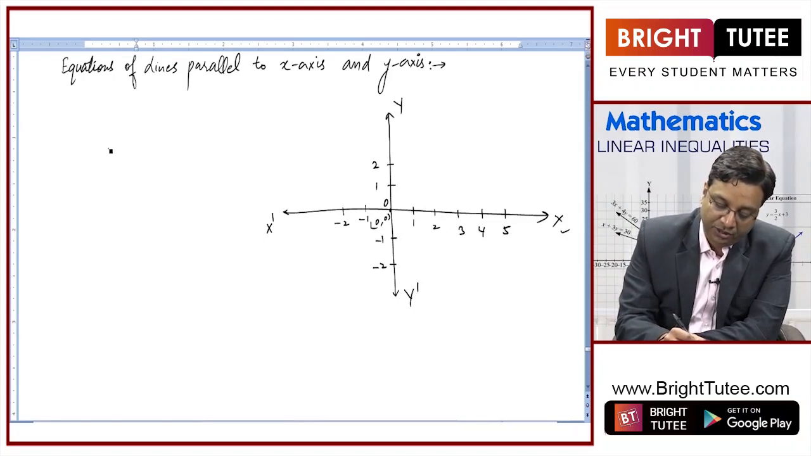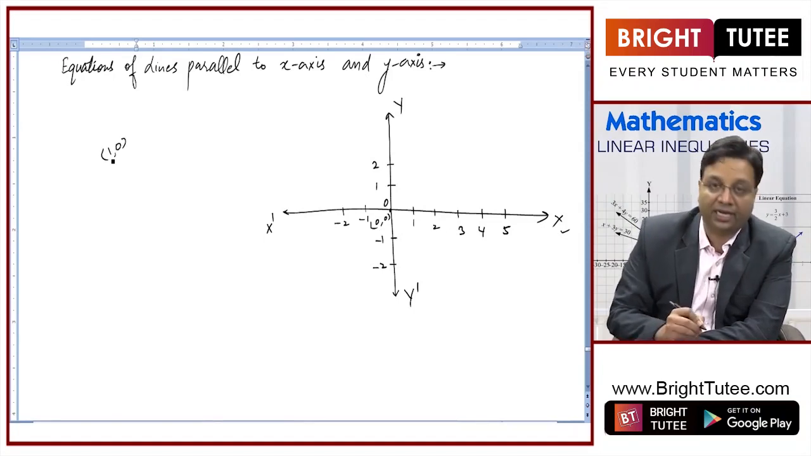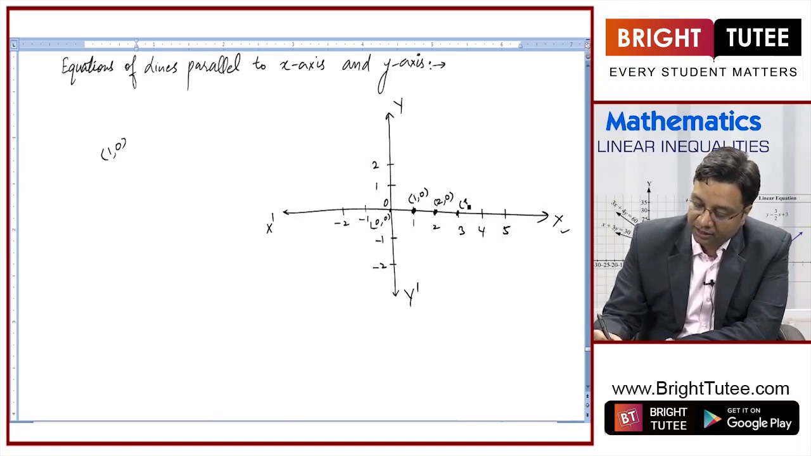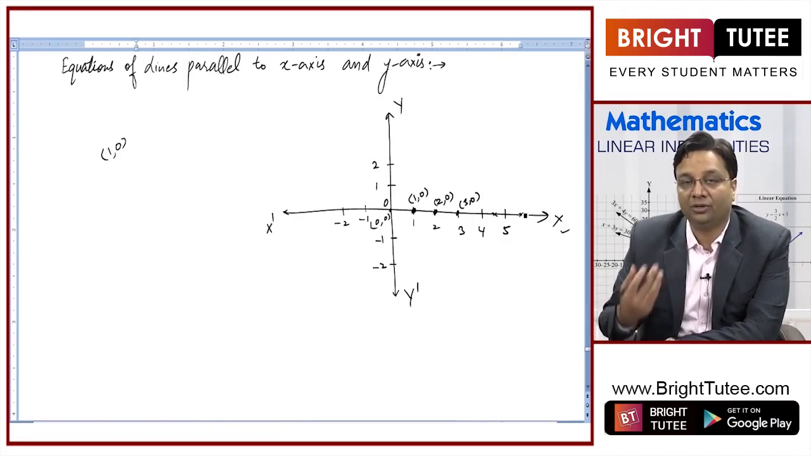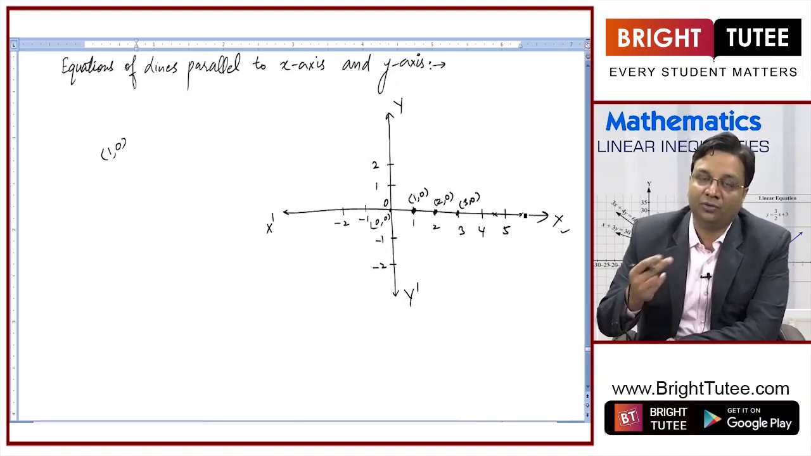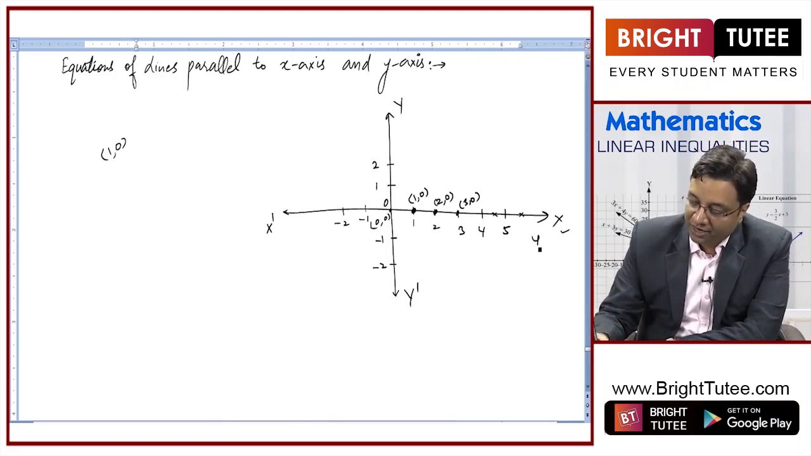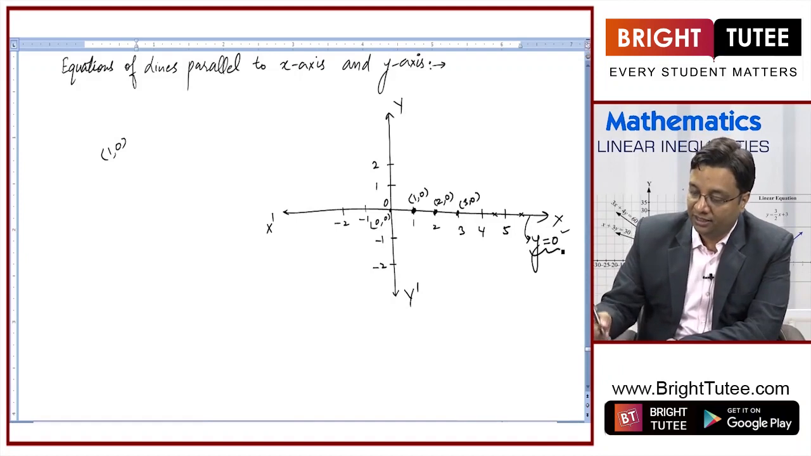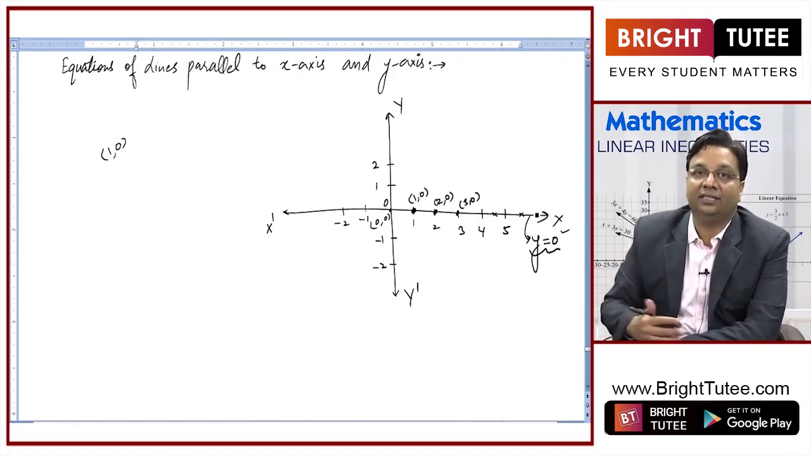Now, if I ask you, where will this point 1, 0 lie? This point is this one, 1, 0. And what is this point? This is 2, 0. This is 3, 0. For that matter, any point lying on x-axis will have its y coordinate as 0. Now, can you guess what will be the equation of x-axis? It will be y equal to 0. So, if I need to write the line, this will be y equal to 0. Equation of this line, which is x-axis, is y equal to 0.